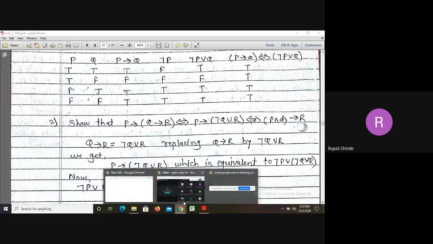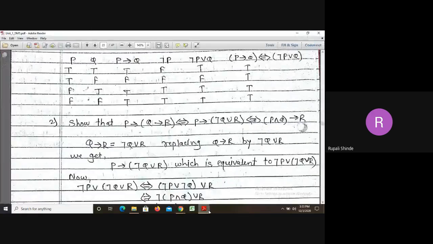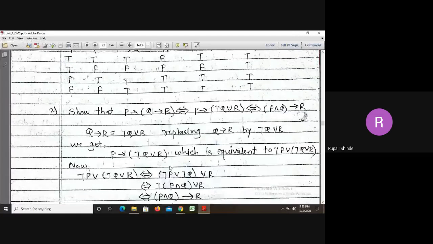Now we have to prove that these two formulas are equivalent with third formula. So which one is the third formula? P and Q conditional R. Okay. Now we got that first and second formula, these are equivalent.